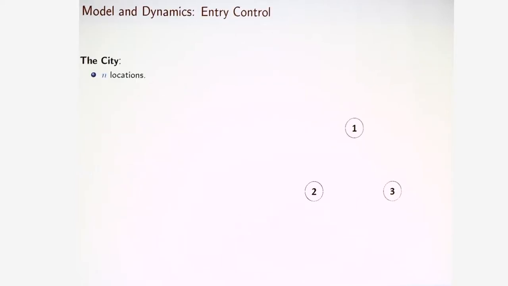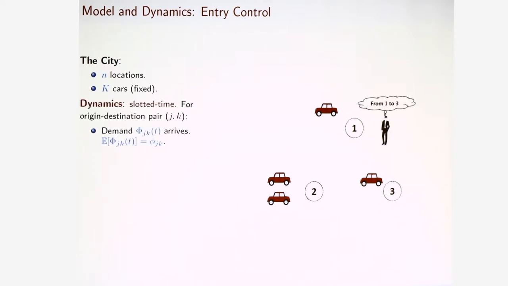So we model the city as a number of physical locations, marked by 1, 2, and 3 here. And there are a fixed number of cars circulating in the system. The cars don't enter or exit the system, so it's a closed queuing network. We consider a slotted time model. At each time slot, a random number of customers arrives. The customer's type is specified by his origin and destination, J and K. The number of customers traveling from J to K is a random number, capital phi JK, with mean little phi JK.